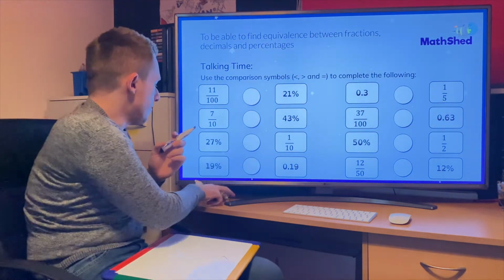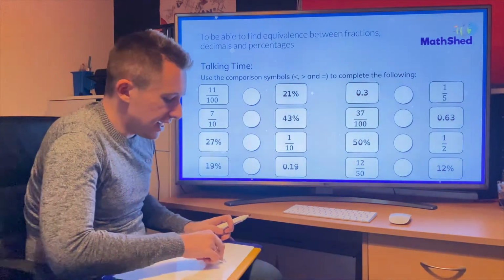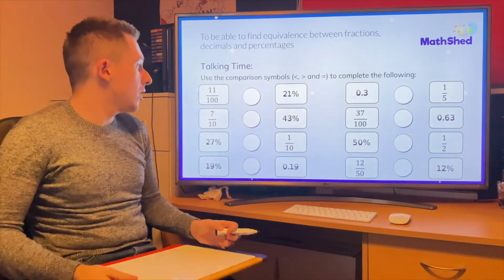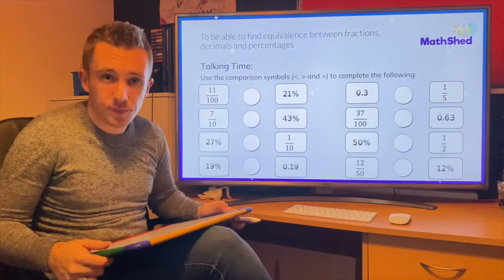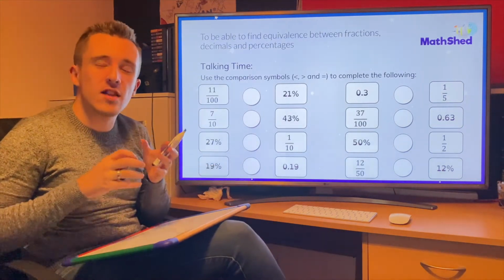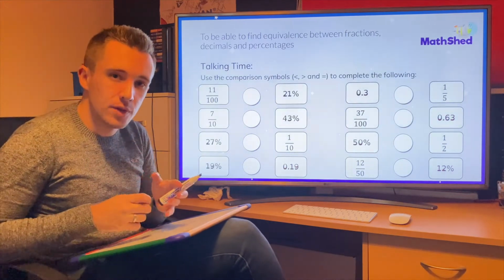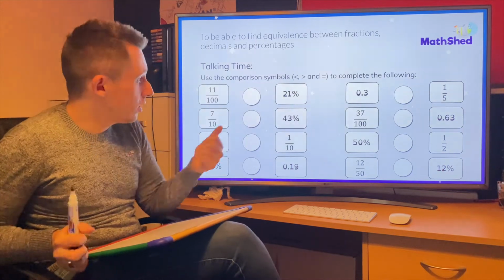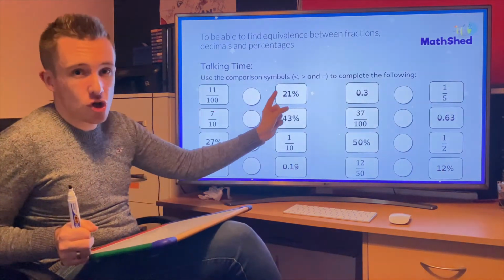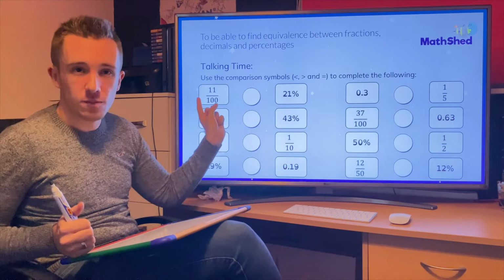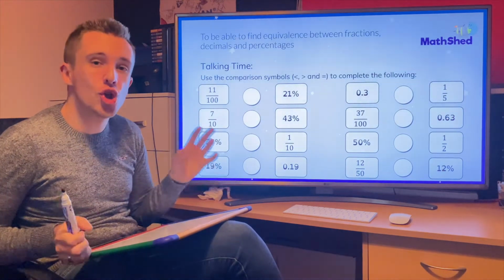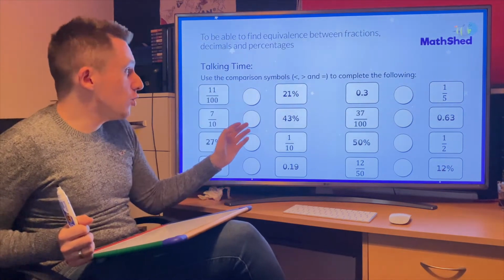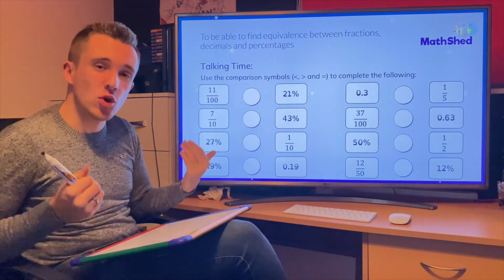Right, the first one then we're looking at is 11 over 100, something 21%. So we need to be able to compare them. Now, the best way to compare them is to be able to make them both the same. So you're either going to need to choose to make both of them a percentage or both of them a fraction. And it really doesn't matter. You choose whichever you prefer. Okay? Whatever you do though, you need to make them the same so then you can look and compare.